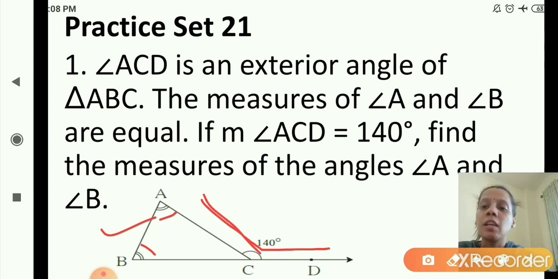Exterior angle measure is given, that is 140 degrees. Find the measures of the angles, that is angle A and angle B. So in triangle ABC, angle ACD is an exterior angle and the measure of angle ACD is 140 degrees, that is given. We have to find out the measures of angle A and angle B, correct. Now we'll start solving. So this is the figure.